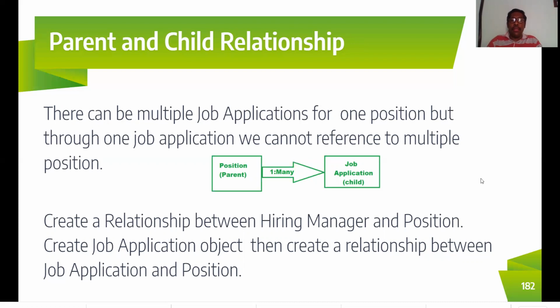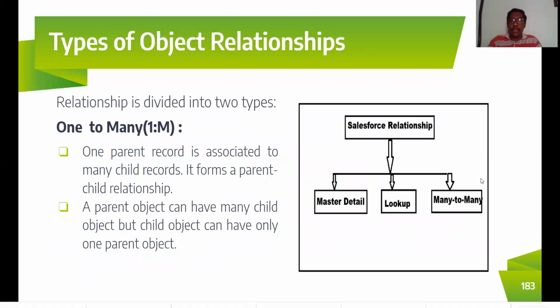Here we are going to create a relationship between hiring manager and position, then create a job application object, and then create a relationship between job application and position. First we create the object; if it is already created, fine. You go to the child object and start building your relationship here. Got it. So this is all about the parent and child relationship.